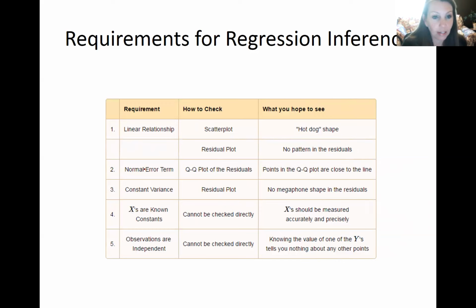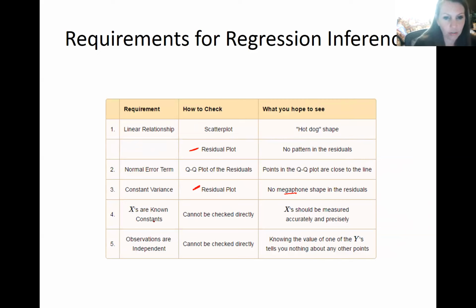We want the error term to be normal. To check that, we're going to do a QQ plot of the residuals. We want the variance to be constant. So again, that same residual plot that we talked about up here, we're going to look at down here, and this time again we just want to see no pattern in the residuals, but specifically a megaphone pattern would indicate that we had a violation of the constant variance requirement.